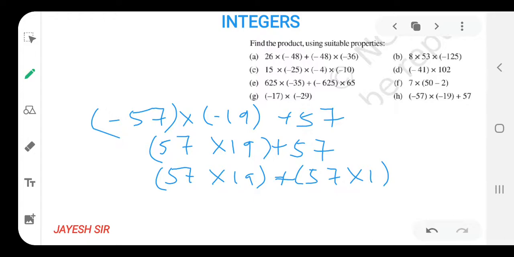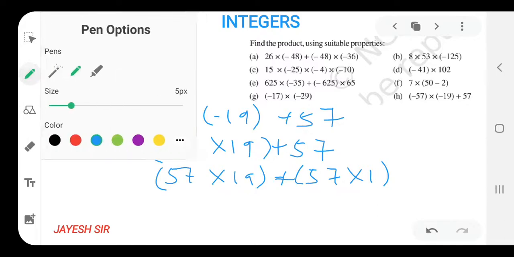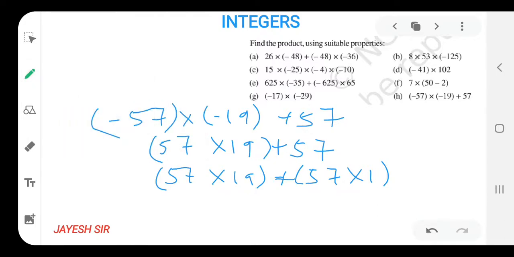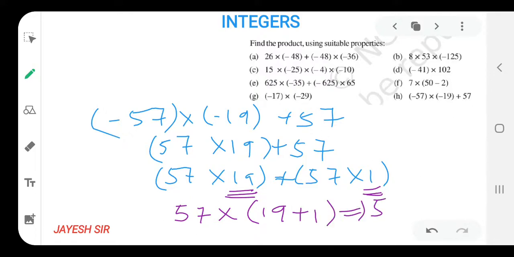Now let's solve this sum. Yes, as what we have to assume over here, friends. I received 19 chocolates at my home. I received 1 chocolate at my school. So what should be common? Chocolate should be common. That means 57 is our chocolate. Into sign, and 19 plus 1. That means 57 into 20.